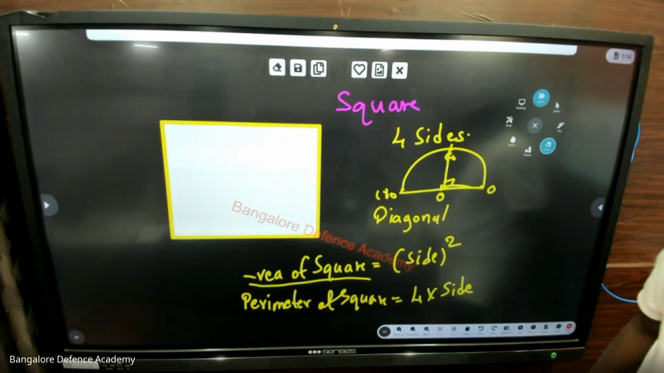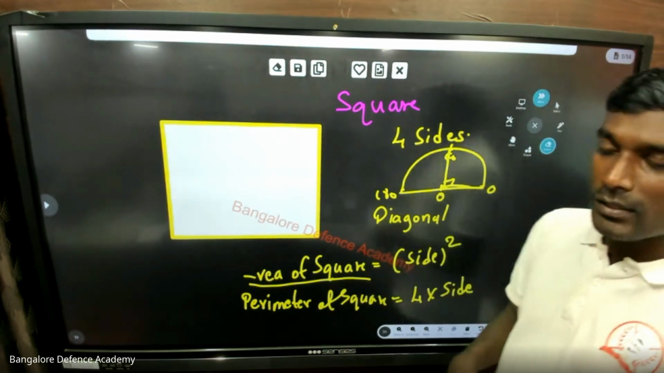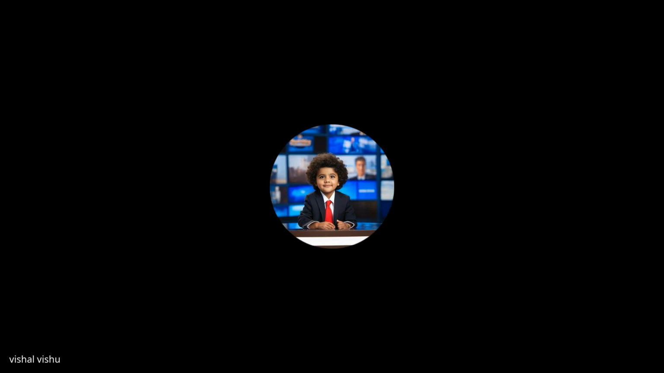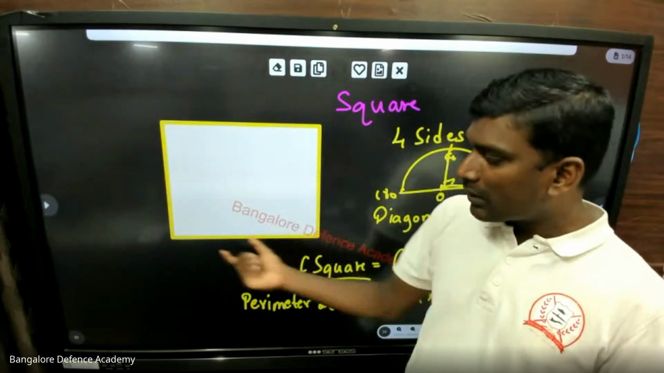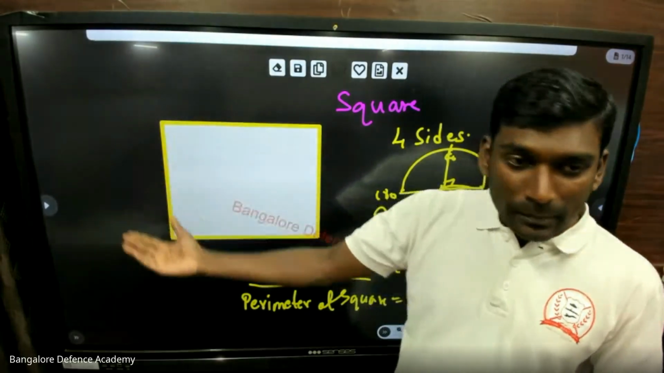Okay, so answer my questions now. How many sides does a square have? A square has 4 sides. What are the angles here? Every angle is 90 degrees. All the sides will be equal.